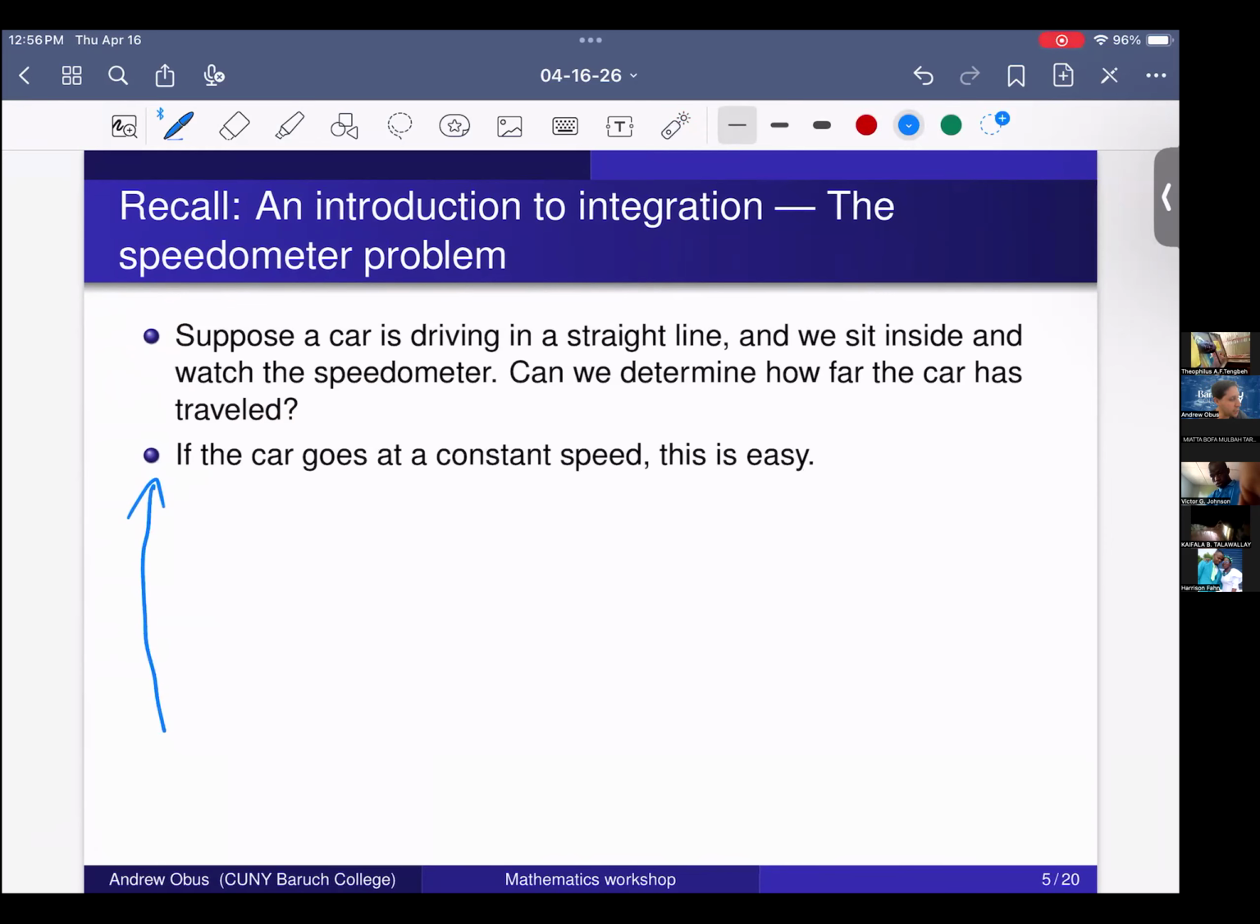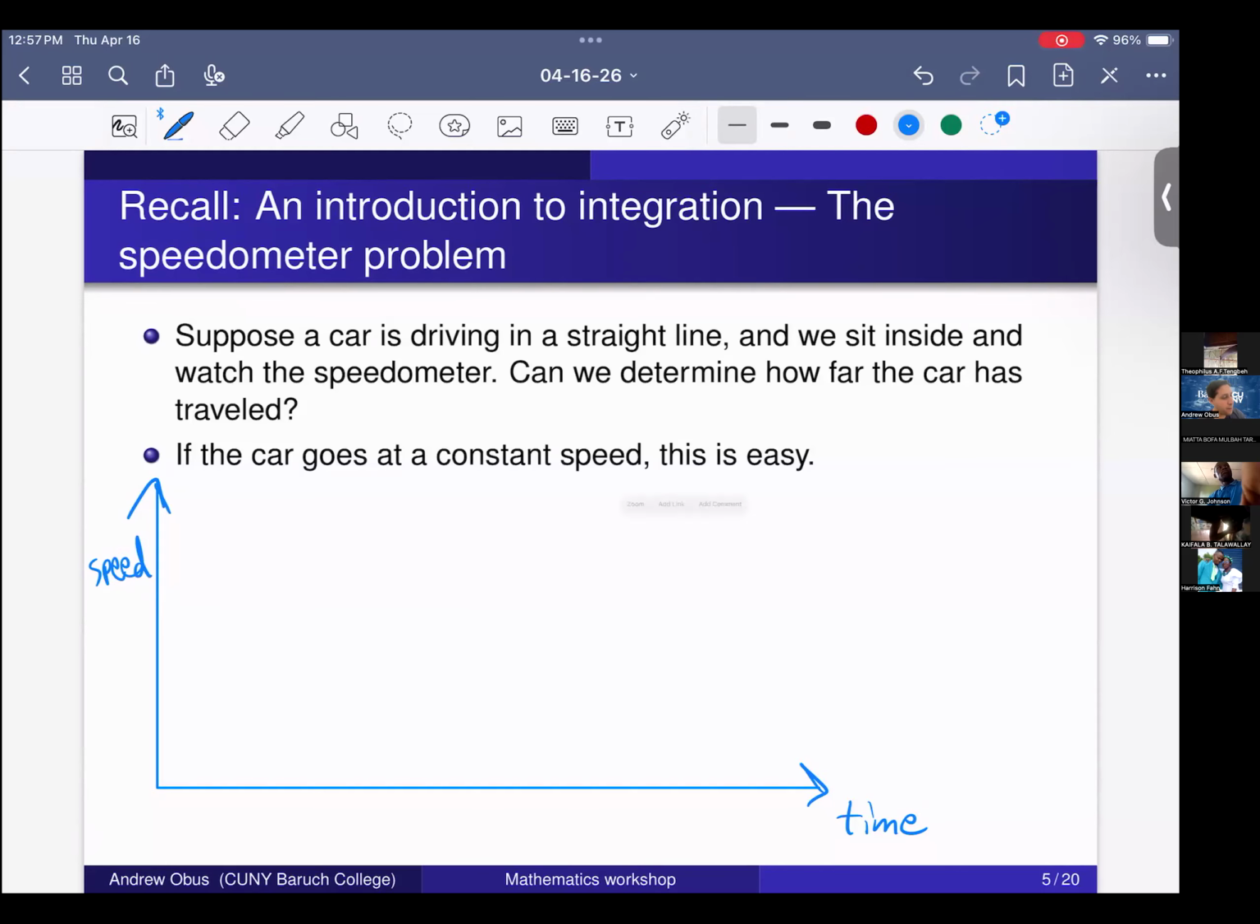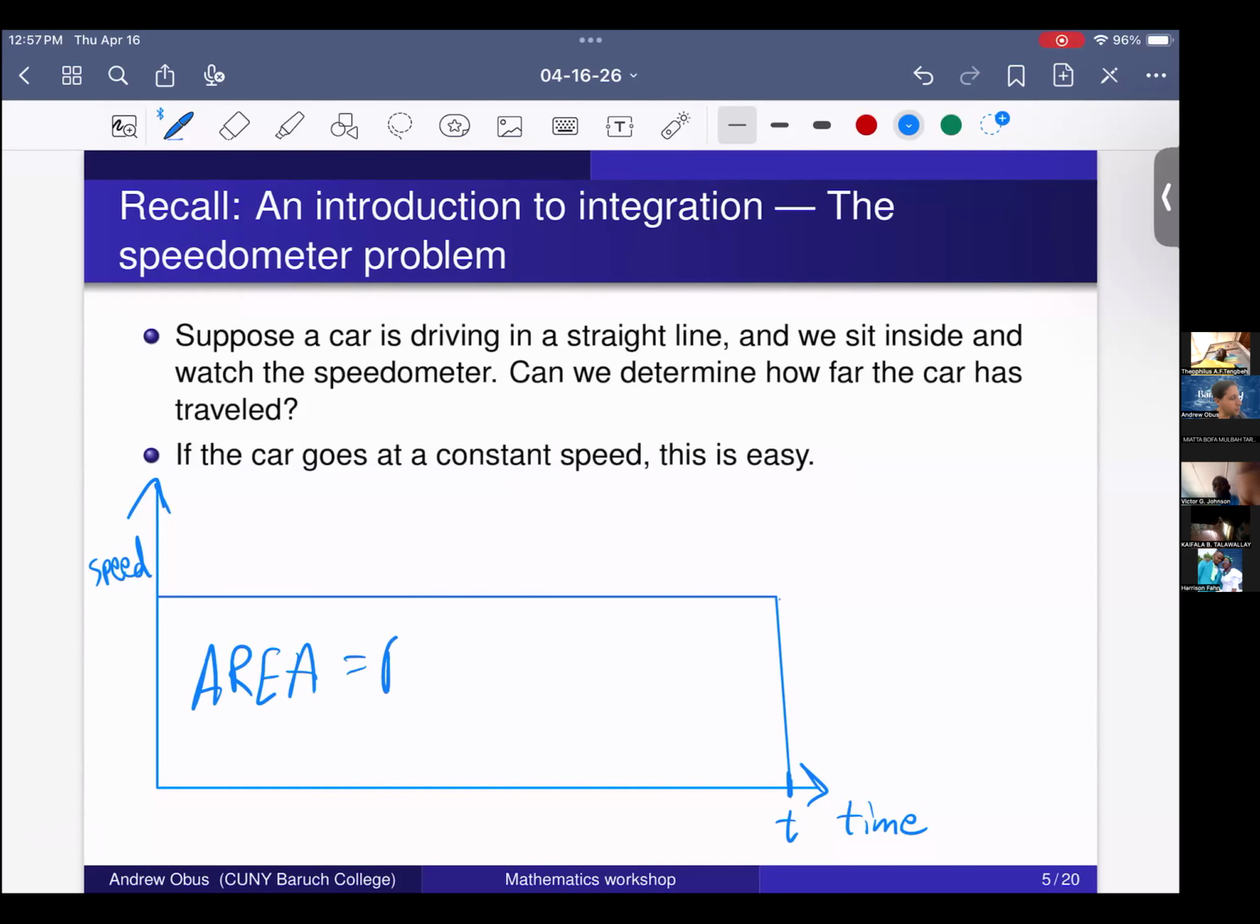Now again, if the car goes at constant speed, this is easy, right? Because all we have to do is put time on the horizontal axis and speed on the vertical axis. If the car is going at constant speed, that means I have a horizontal line up to a certain amount of time, maybe I'll call this t. And if I travel at a constant speed for a certain amount of time t, the total distance traveled is just going to be the area of this rectangle. Area equals distance. The area here is equal to the distance traveled.